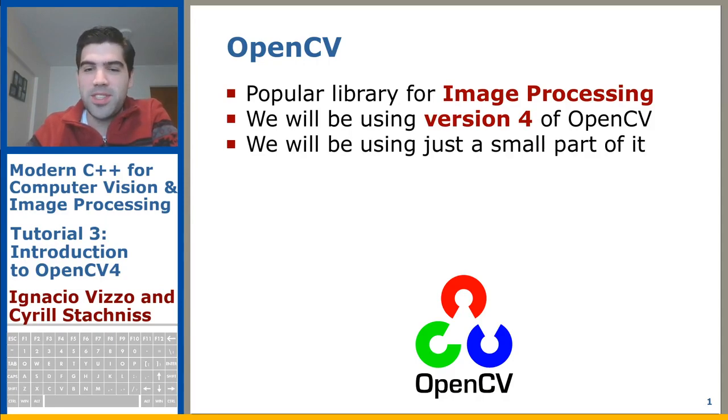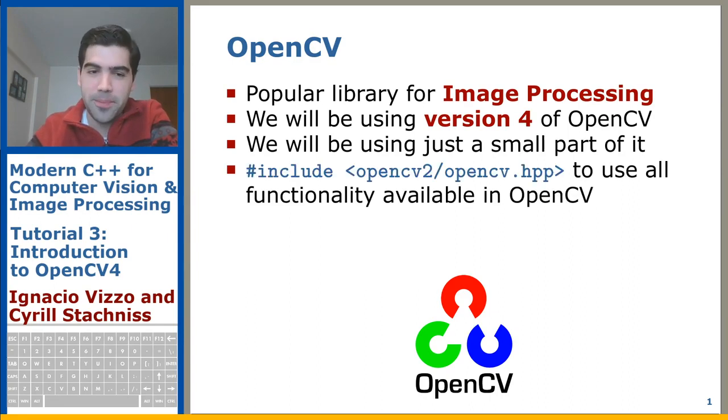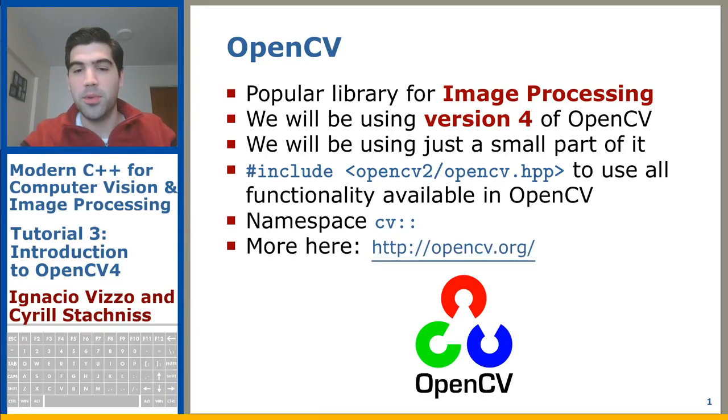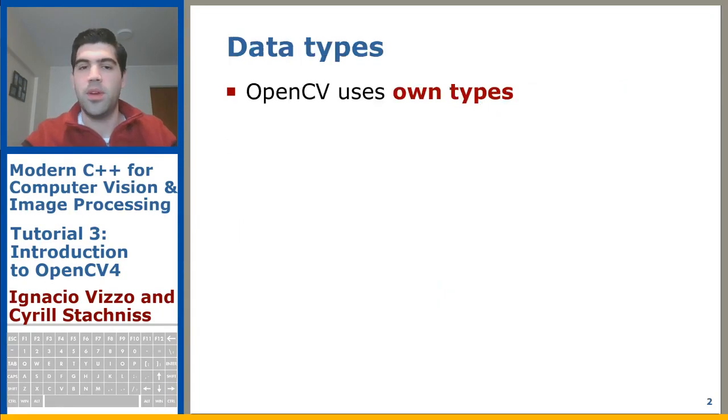We will be using just a really small part of it, less than 1% of the library. To access all the functionality of the library, you just include this header file. If you go and check this header file, inside it has multiple include statements. All the functionality will be under the namespace cv, and there's much more information on OpenCV, right?